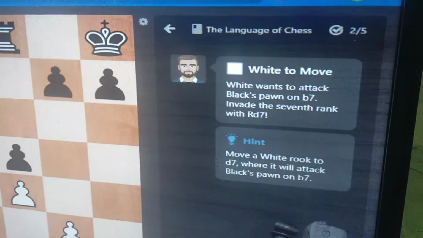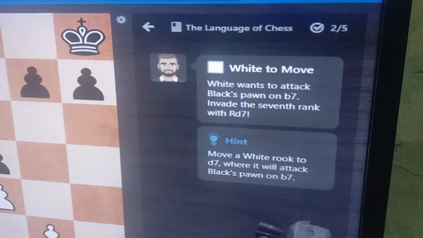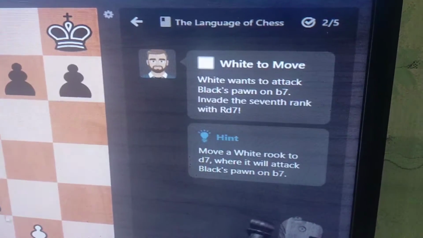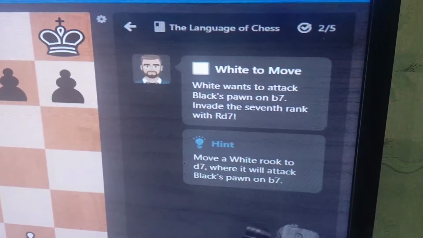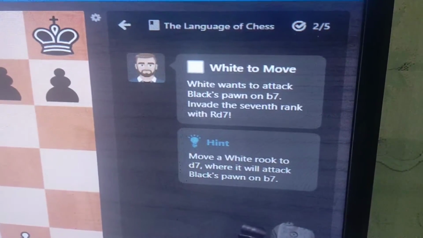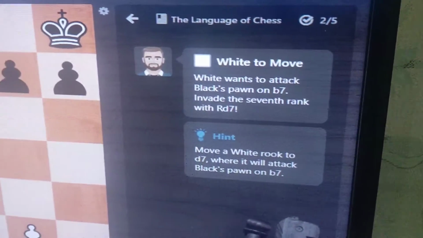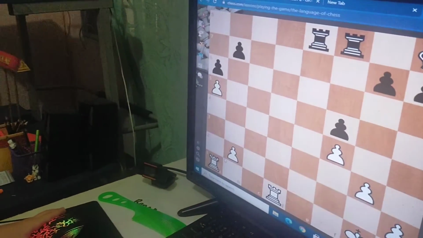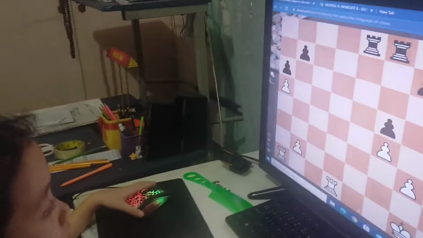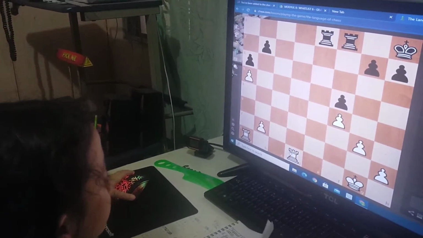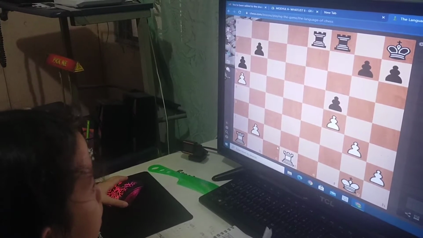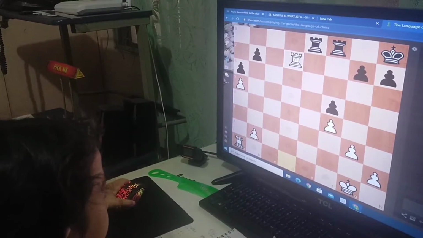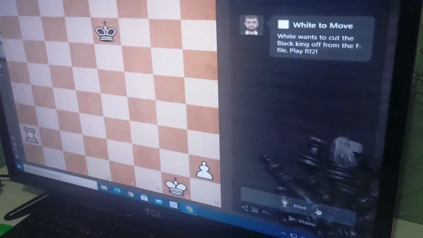Okay, sabi niya, white wants to attack black B pawn on B7. Invade the 7th rank with D7. So, hint, move a white rook on D7 where it can attack the B7 pawn. O, sabi niya, hanapin mo daw yung rook na pupunta sa rook D7. Hanapin mo yung rook na pupunta sa D7 square. Yun, correct. Next.